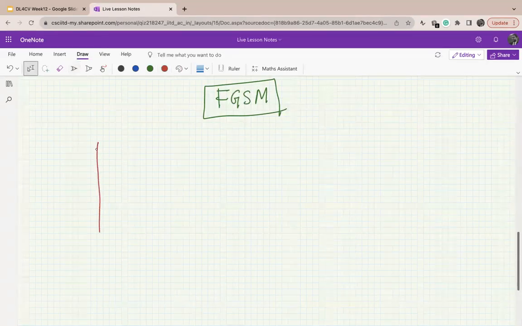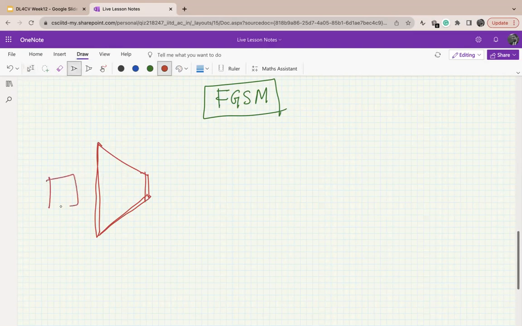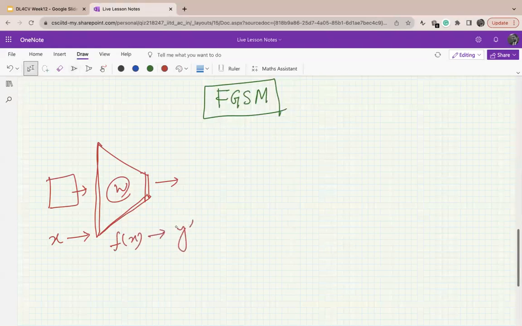So let's say you have a neural network. This is a neural network, and you're passing any image to it and getting a prediction, and you have these weights W. So when you are training, what do you do? You pass the X to the network F, and you get Y hat as output, and this is called the prediction.